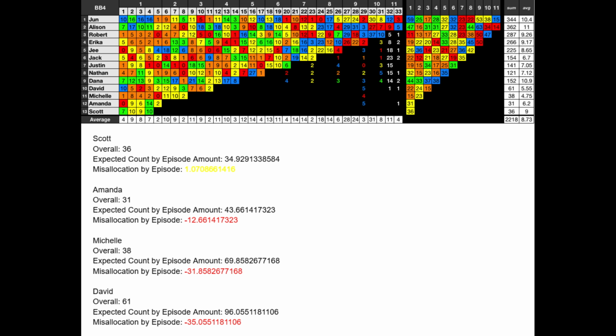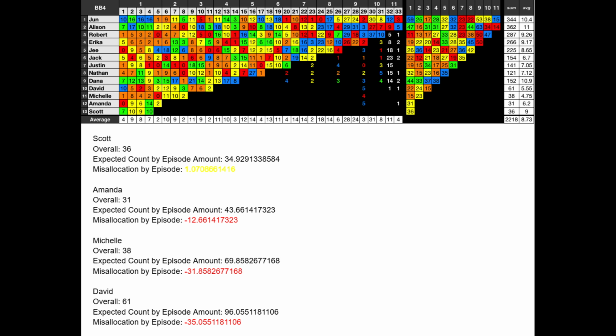Michelle has an overall confessional amount of 38, and the expected count by episode for her is 69.85. This means her misallocation by episode is negative 31.85, meaning that she has 31 fewer confessionals than she should have, which means she's very under-edited.